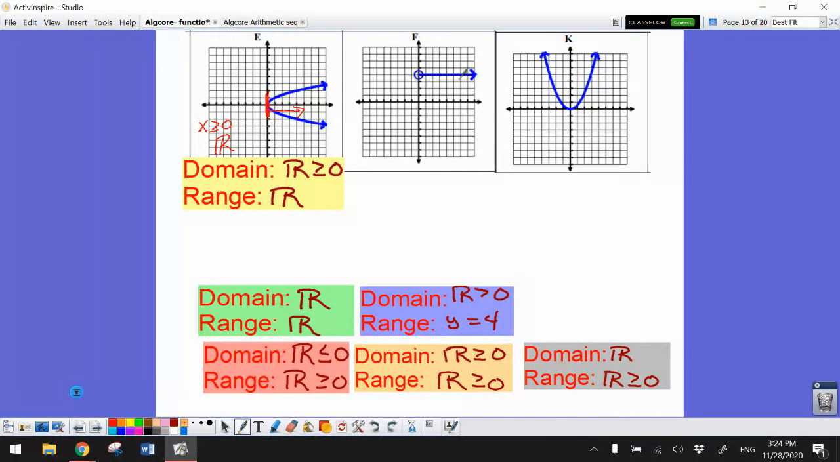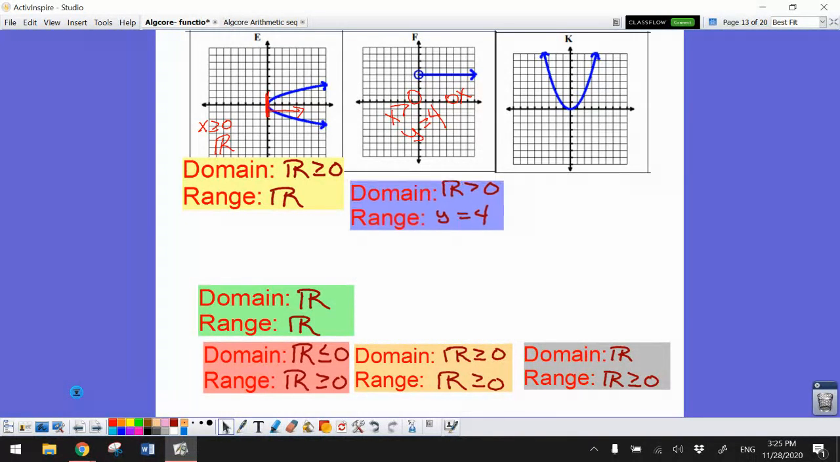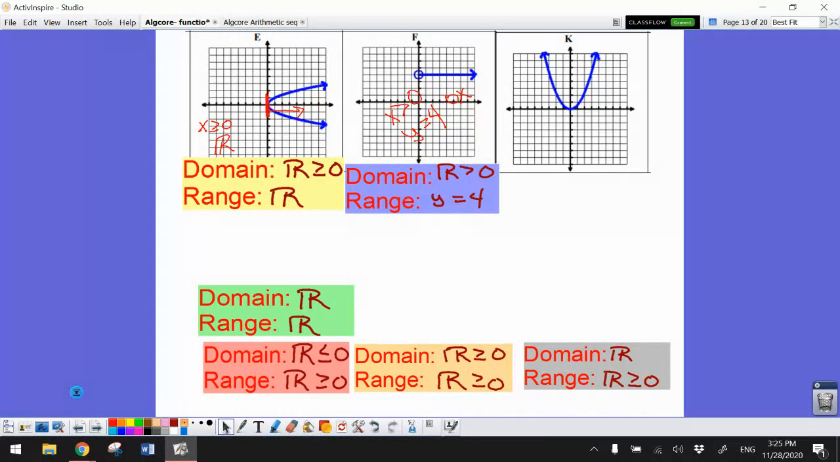Okay, what about f? Well, I see an open circle. So this time it's going to be greater than 0. And then, is this going to move off that line? Yeah, I don't think so. 1, 2, 3, 4. It's a horizontal line. It's a slope of 0. So that means the y is going to stay 4. So you're right. It's going to be this blue one, the blue-purple one.